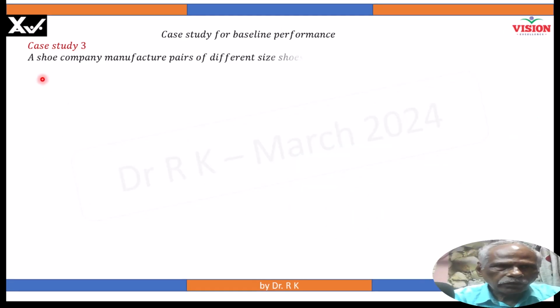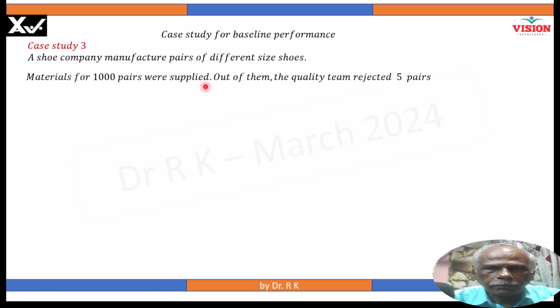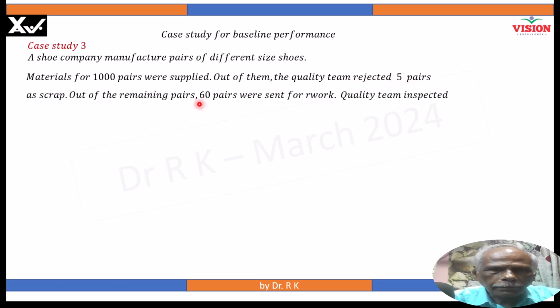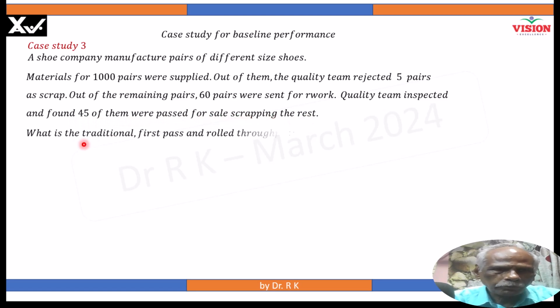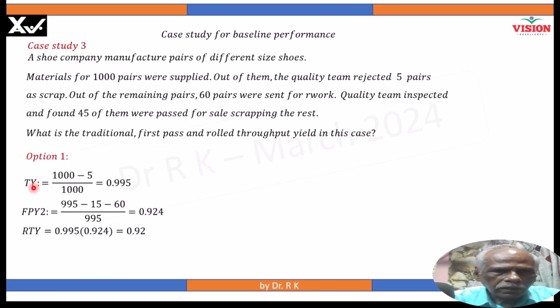Case study 3. A shoe company manufactured pairs of different size shoes. Materials for 1000 pairs were supplied. Out of them, the quality team rejected 5 pairs as scrap. Out of the remaining pairs, 60 pairs were sent for rework. Quality team inspected and found 45 of them were passed for sale, scrapping the rest. What is the traditional, first pass and rolled throughput yield in this case? Option 1. Traditional yield is 1000 minus 5 by 1000. No, the scrapped items are 5 pairs here and then 15 pairs here. Totally 20 pairs are scrapped. Therefore, it should be 1000 minus 20. Therefore, this is not correct.